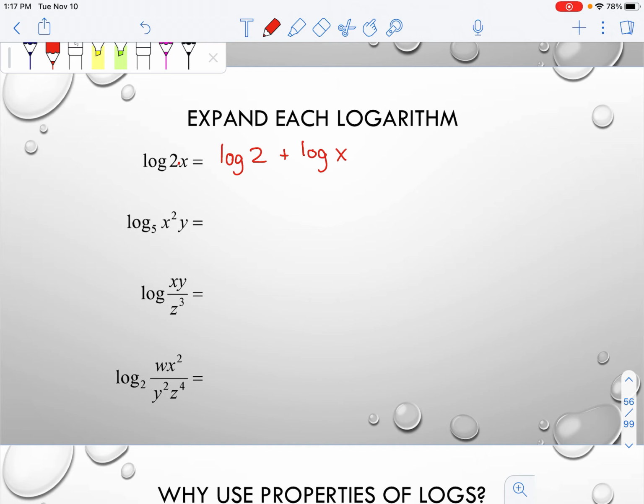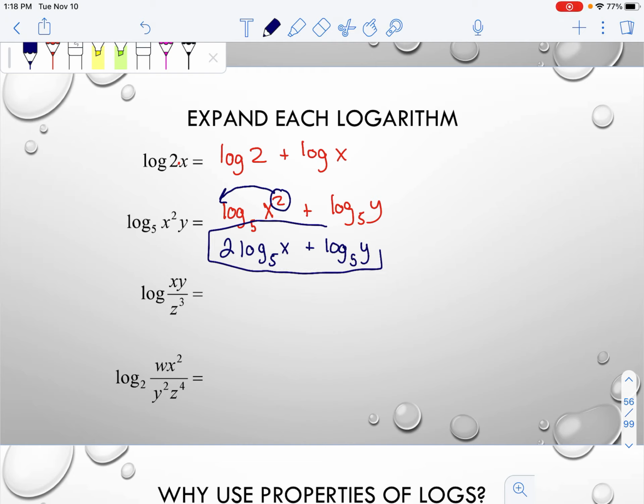This next one, I'm going to do it in 2 steps, but the better you get, you might be able to consolidate this. So now I have log base 5, don't forget to carry your base, of x squared plus log base 5 of y. Many of you might think that this one's done. However, you cannot have this exponent here. We have to take that, put that out front as a coefficient. So it's fully expanded. So we have 2 times the log base 5 of x plus log base 5 of y. And that is your final answer for that one.